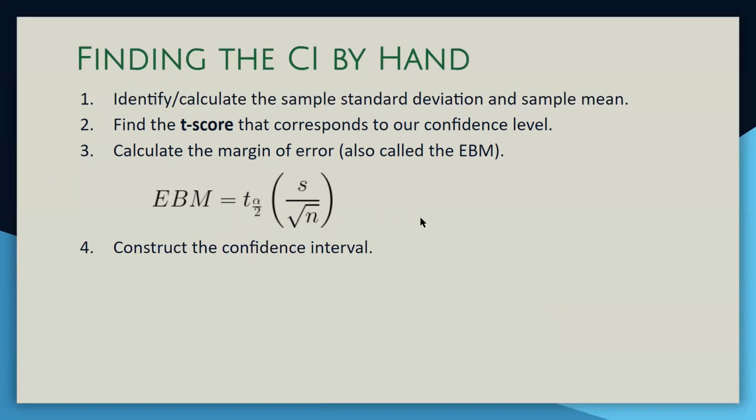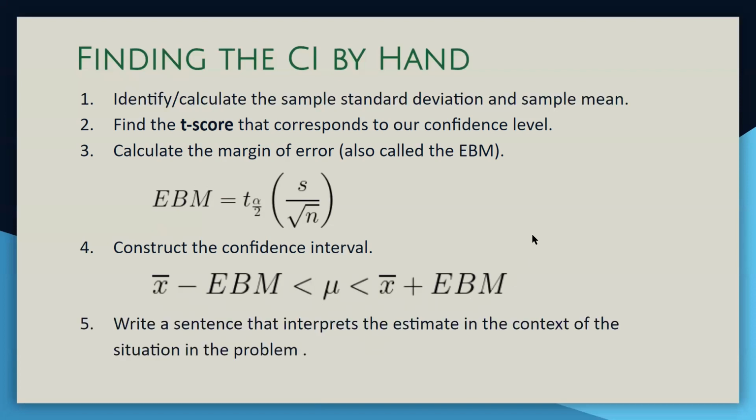To construct the confidence interval, we do exactly the same as we did for one where we have sigma. Sample mean minus the error bound is less than the population value is less than the sample mean plus that error bound. Just like before, you should, at the end of this problem-solving process, write a sentence that interprets those values in the context of the word problem. What are we estimating? What do those values tell us?